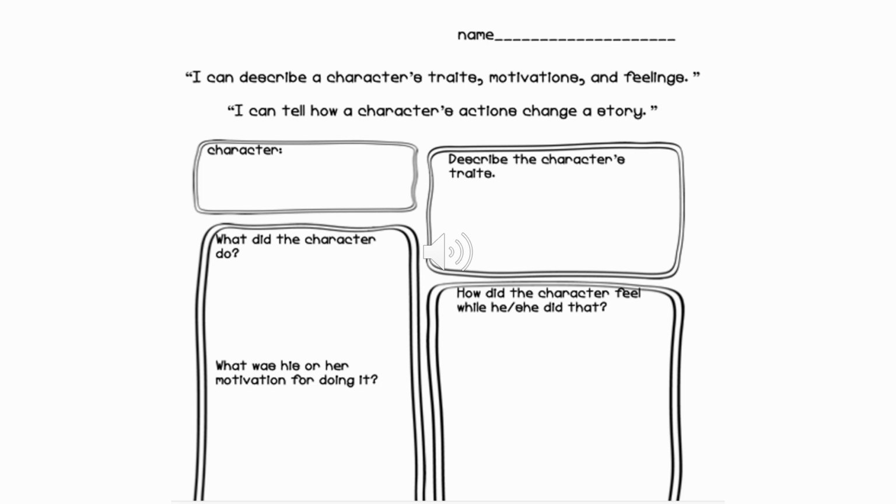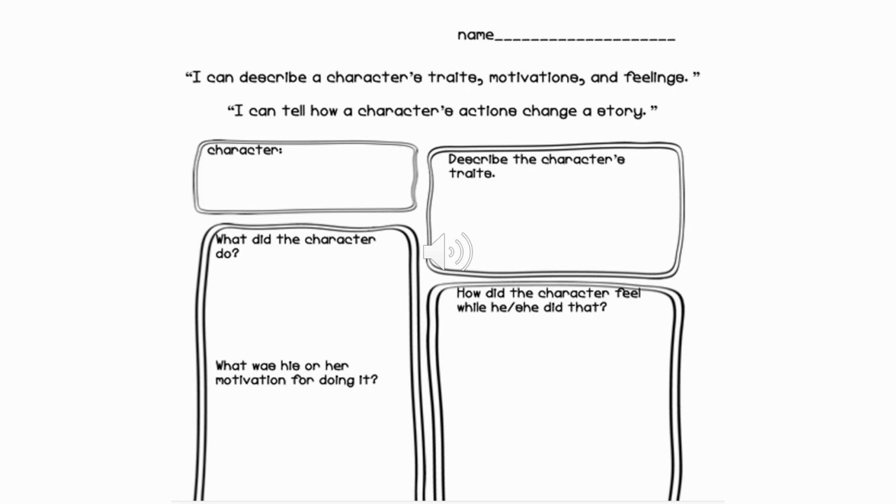So then after you describe the character's traits, you're going to go down to the bottom left again, and it asks, what did the character do? So you already said their traits. For example, if I gave the example of someone that's sneaky, I would put the trait that a character is sneaky. What did the character do to show that they're sneaky? Well, they stole a pencil from a classmate's desk, let's say. That's something sneaky to do. So that's something that they did.